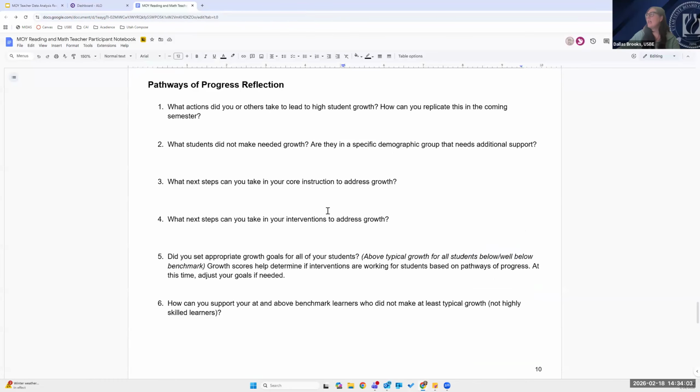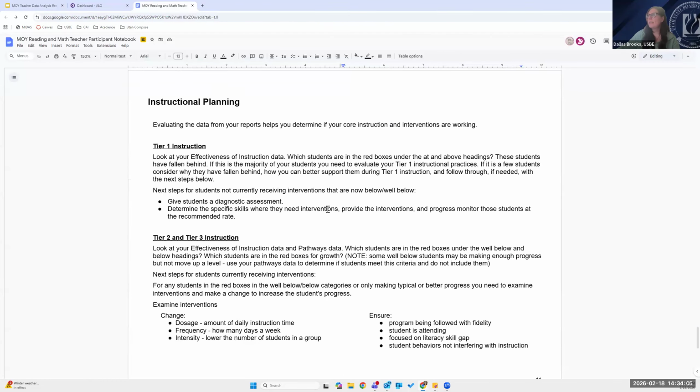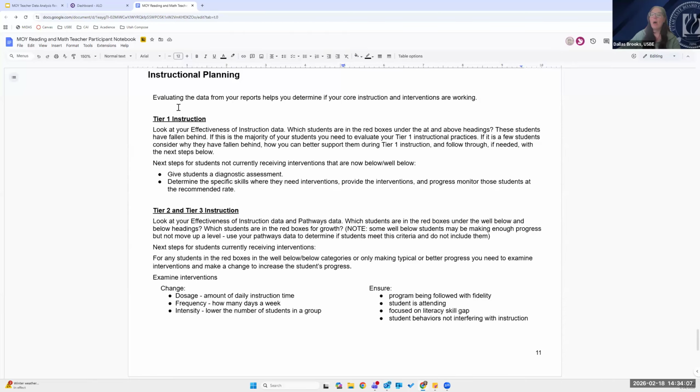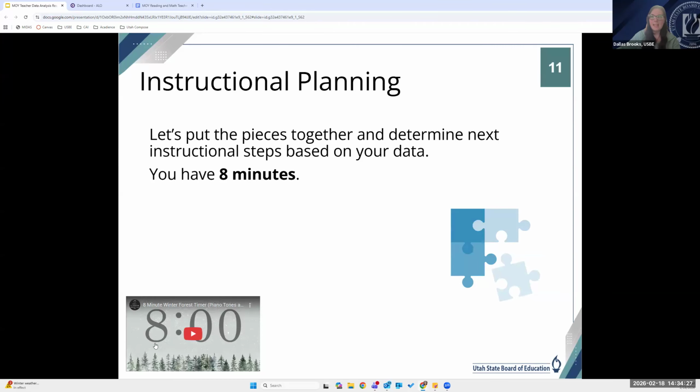So on page 11 of your participant notebook, it again walks you through some steps of looking at your data and how to use that in your instructional planning. So go ahead and work through page number 11 on your participant notebook. We are going to start with 8 minutes, but at the end of that 8 minutes, I will check in with us. And if we need a little bit of extra time, we can add some more time in there. And again, I probably sound like a broken record, but if you need any help or assistance, Jared and I are here for you.